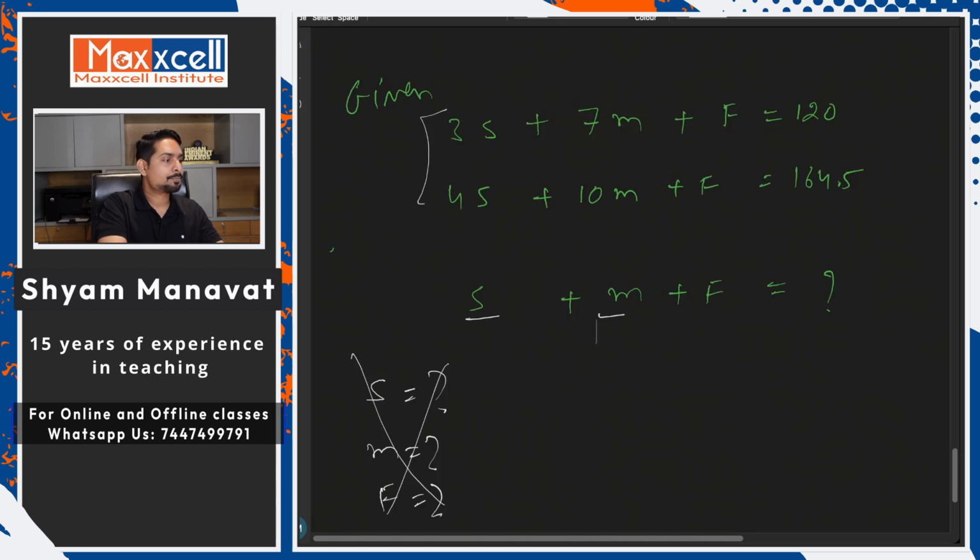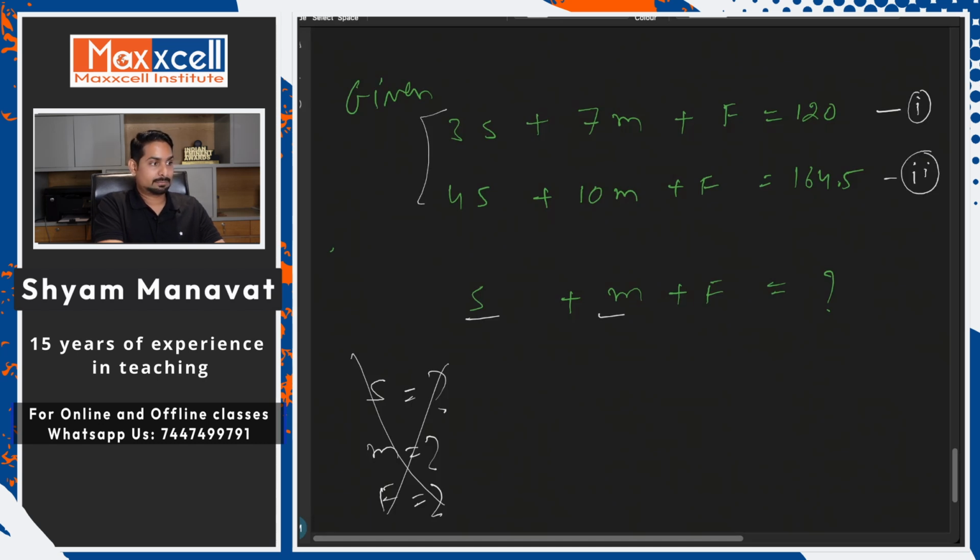Let's try this. Now we need to keep in mind what coefficients we need for sandwich, for smoothie and for fries? 1, 1, 1. We need to apply some combination, multiply by something and then subtract, and then see whether we get the right combination.